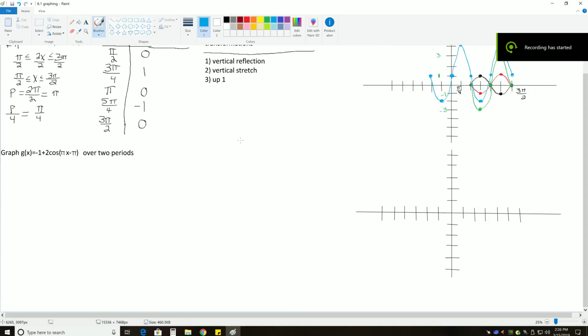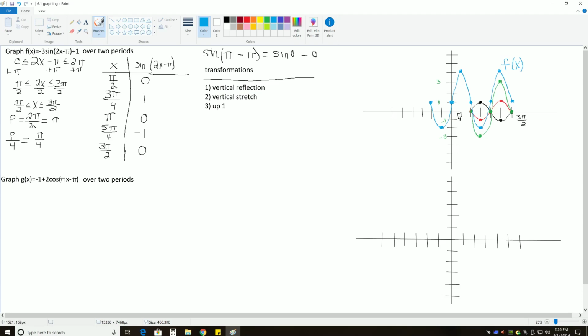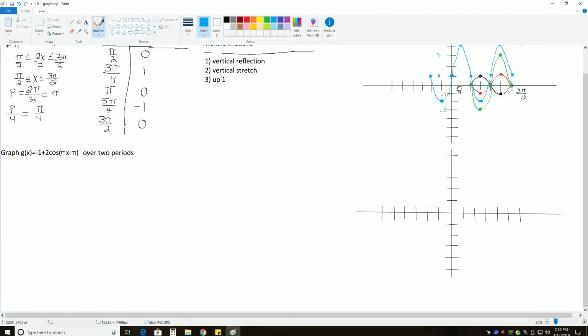Okay, so part 2, we're going over g of x equals -1 plus 2 cosine pi x minus pi over 2 periods again. So like I said in the previous problem, if you haven't watched the video yet covering -3 sine of 2x minus pi plus 1, I suggest you watch that video first because this video is intended for you to practice trying to graph this on your own and then going through the video to see how it's done.